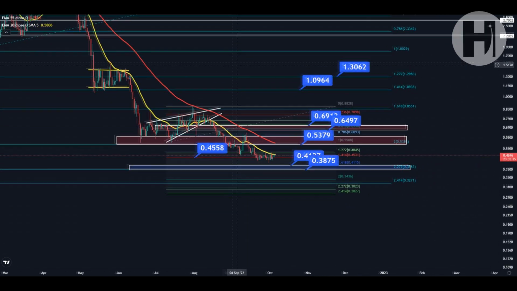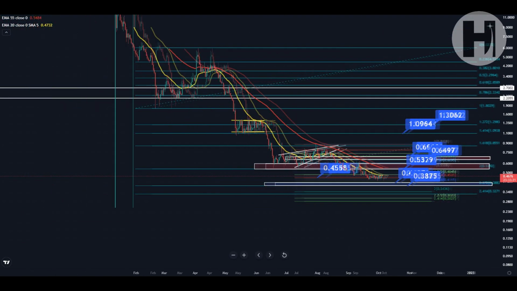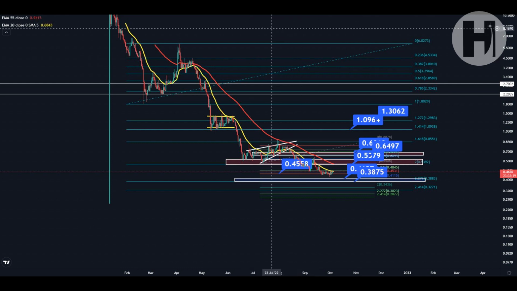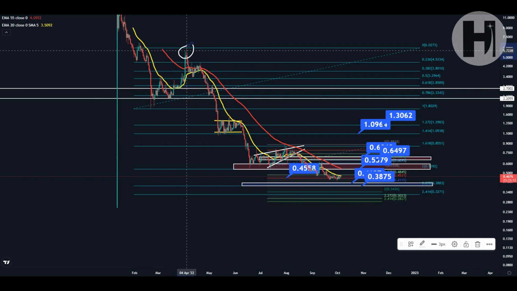So jumping into the daily chart here on TradingView, as you can see, I have my Fibonacci retracement up. The larger one is the teal one and the colored one is the smaller one. For the larger one, we have a swing high at $6.02, and the swing low is all the way here in February of this year at $1.80.